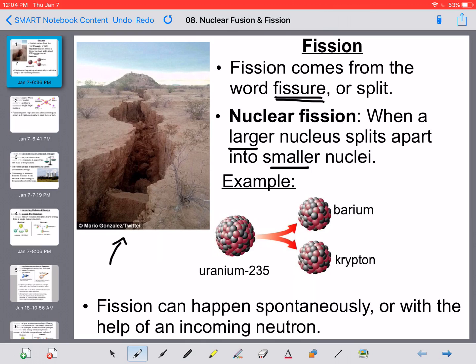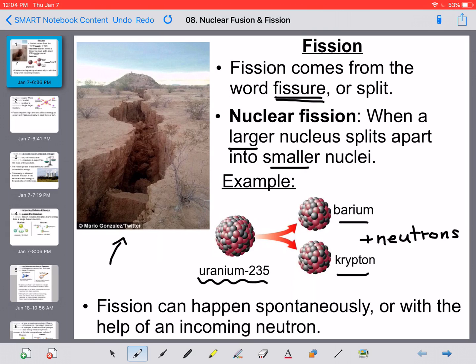So here's an example of nuclear fission. Let's say we start with uranium-235, and that uranium nucleus splits apart into barium and krypton. That's called fission. Now, by the way, there might also be some neutrons produced here. I'm just not showing them in the diagram.